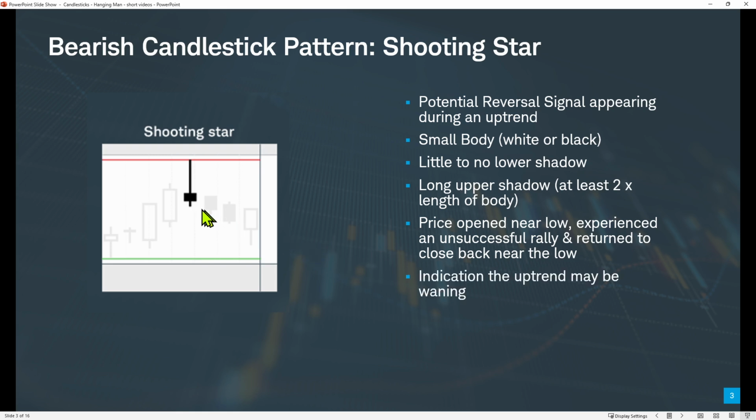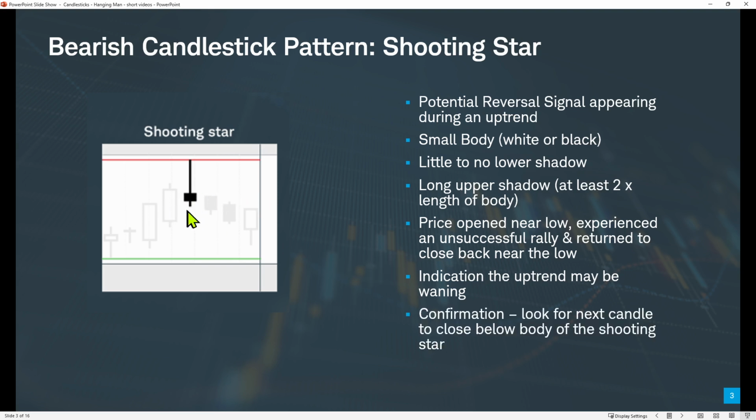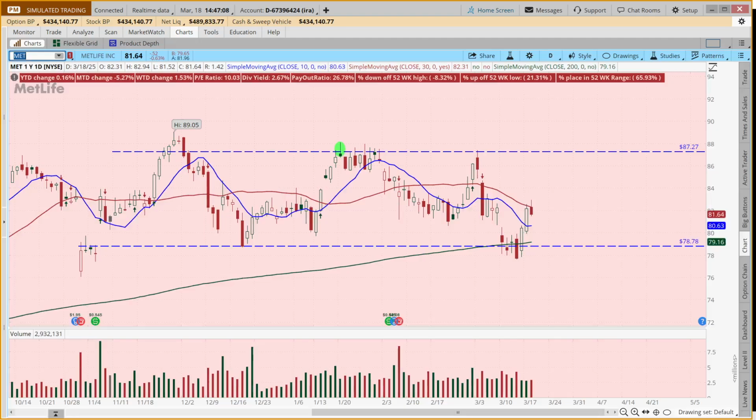And this is an indication that this uptrend may be coming to a close. So it could be the beginning of the flag part of a bull flag. It could be something bouncing off resistance in a sideways trend, or it could be the beginning of a longer term trend reversal. For confirmation, we're looking for the next candle to close below the body of that shooting star. So let's go out and look at a couple of charts.